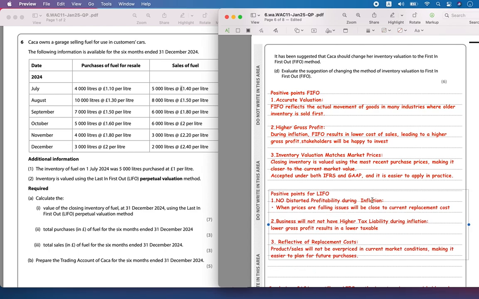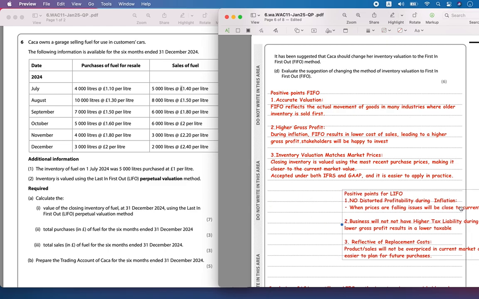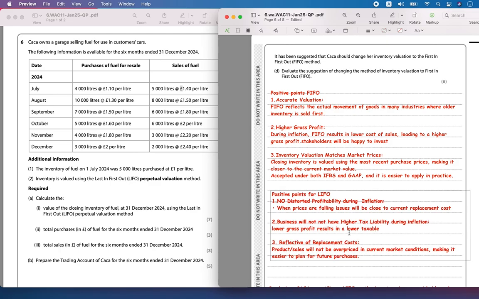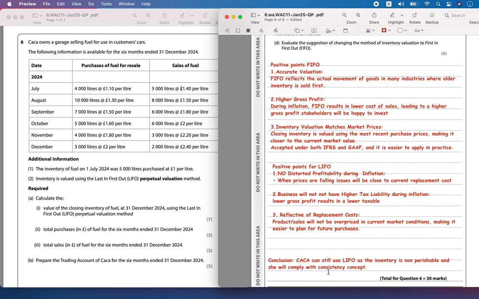Now points for LIFO. In LIFO there will be no distortion during inflation, which means you are not overstating the profit, and it is also close to the replacement cost. You will also not incur high tax, whereas high gross profit leads to high tax; in the case of LIFO you will have a low gross profit and low tax. The sales will not be overpriced in current market conditions, making it easier to plan for the future.